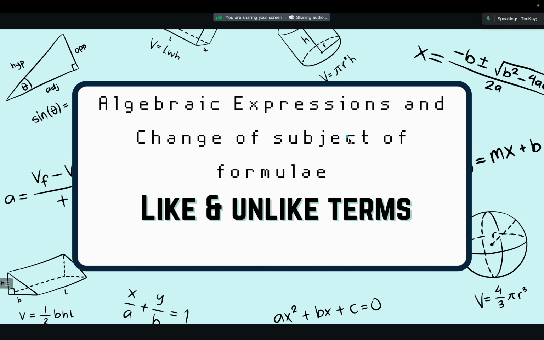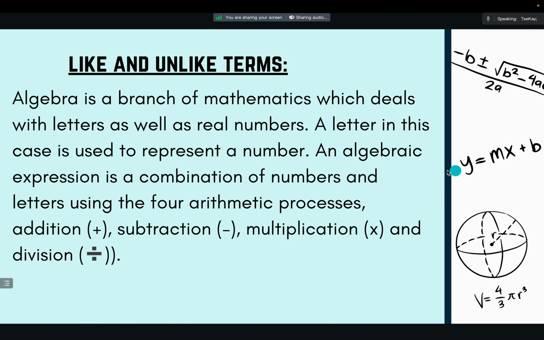So, today we have leveled up. We have gone a step ahead from previous lessons. We've been talking about numbers, numbers, numbers. But today we move on to algebraic expressions and change of subject to formula. So, we will be concentrating on like terms and unlike terms. But for us to know what all this is, let's not waste time and jump on to talk about algebra.